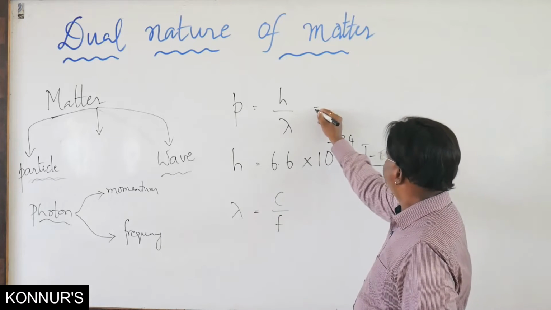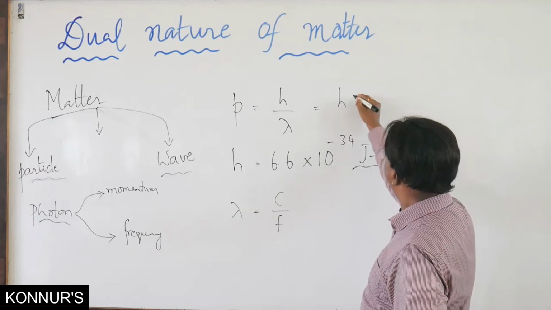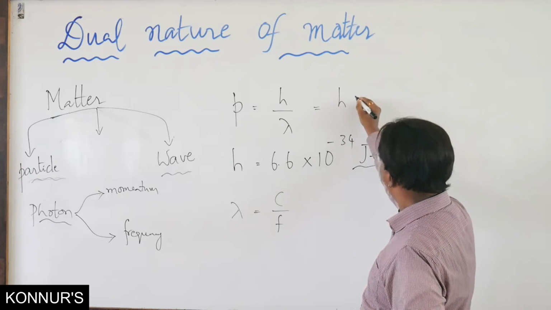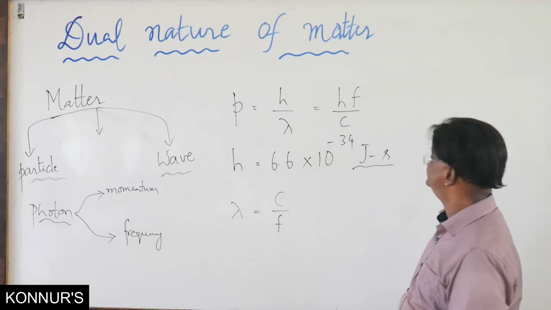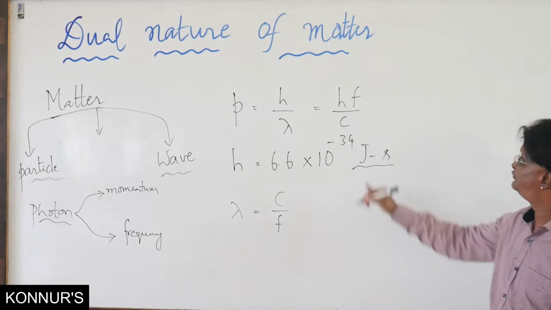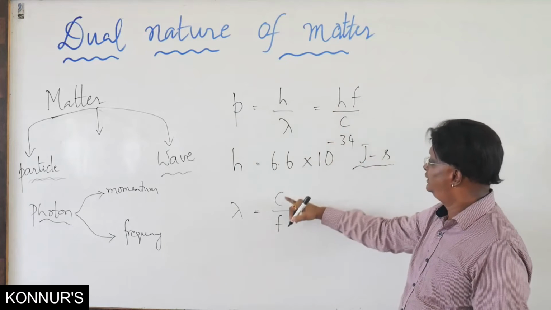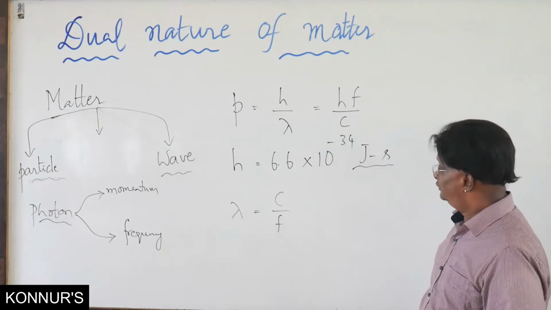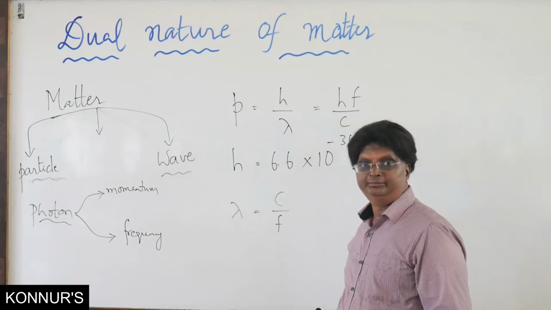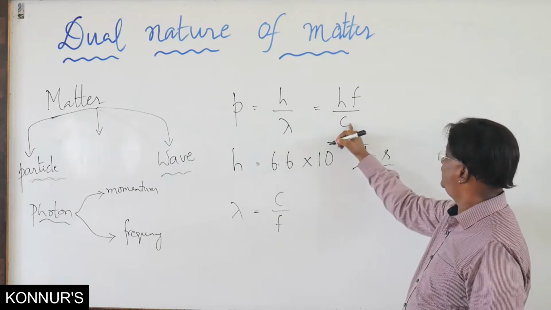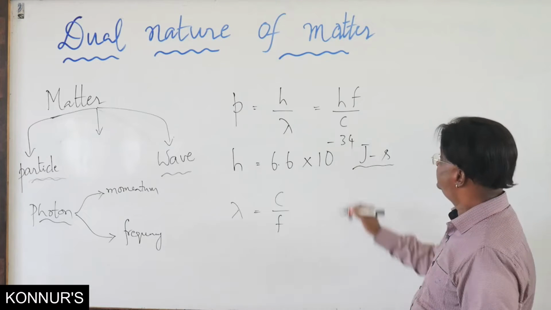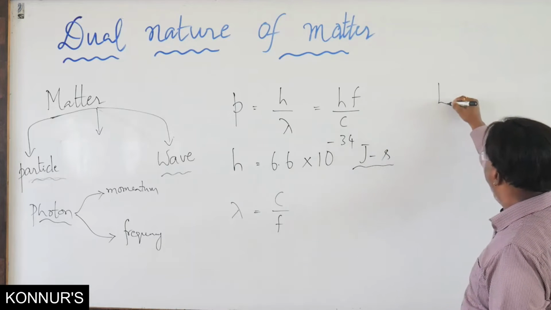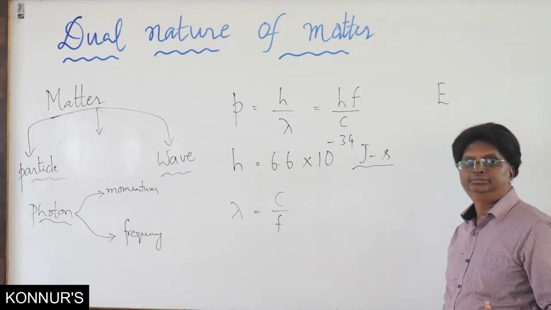Therefore momentum is p equal to h f by c, or h by lambda. Remember the value of c, 3 into 10 raised to 8 meter per second. This is momentum.